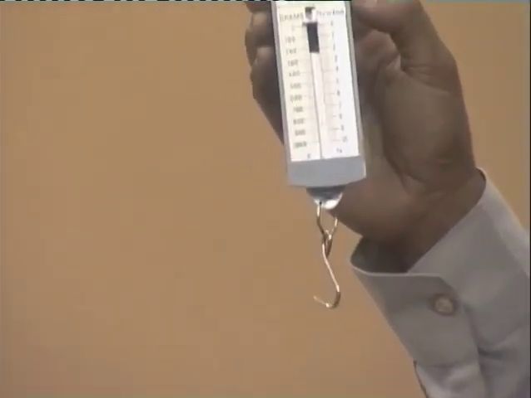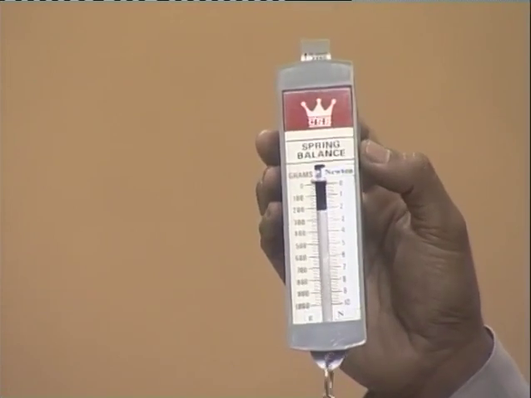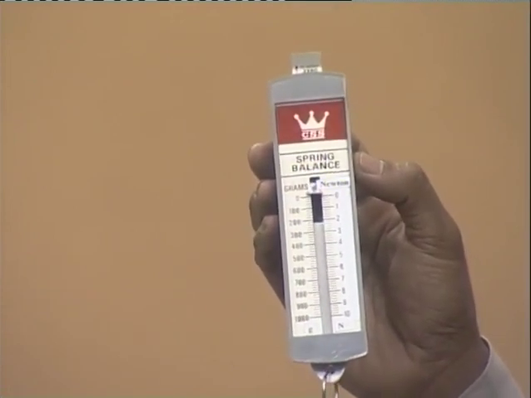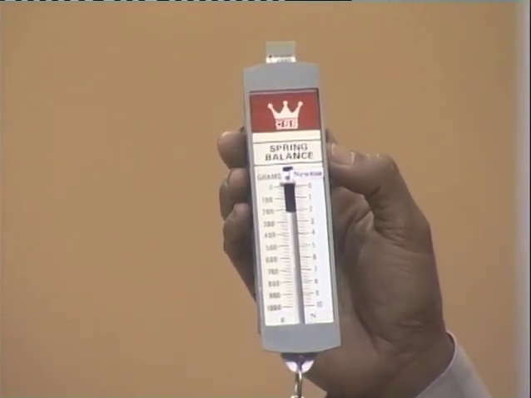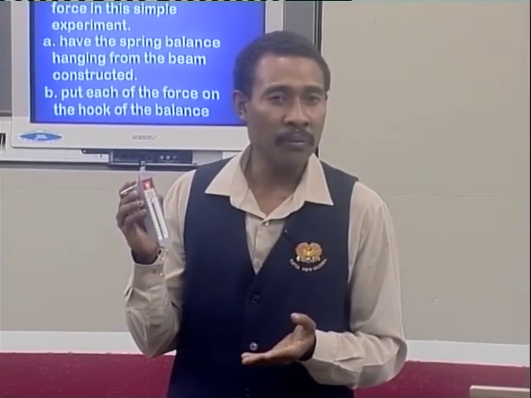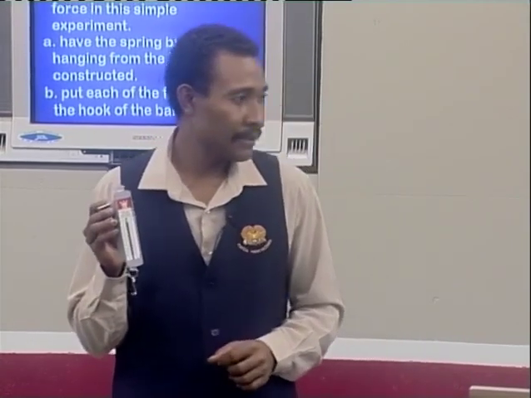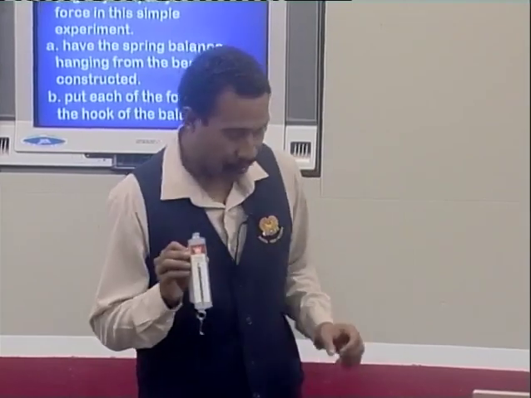For the gram, let's have a look at it. We have 0, between 0 and 100. What's the first division? How many are we going to count by? We are going to count by 20. We're going to count by 20.